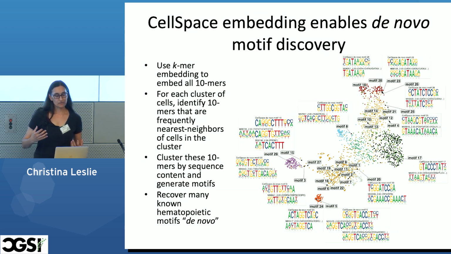Okay, so what we did was we took 10-mers, embedded them based on the 8-mer embedding, and then for every cell cluster, we found the 10-mers that were close. We clustered them by their sequence content and produced motifs. And you actually get all the correct motifs associated with all these cell types. It's too hard to see, but that's what's shown in this rather busy diagram, and I'm sure you could do more. Okay, so there really is transcription factor signal information in the embedding of the chimeras.